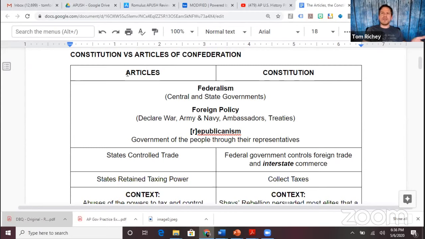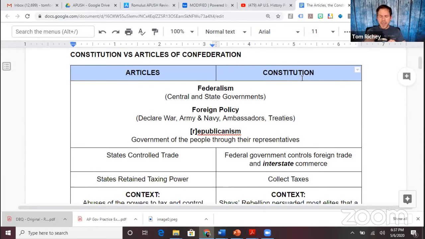So when we're thinking about the Constitution and the Articles of Confederation, we need to think about a few things. First of all, what did the Articles and the Constitution have in common? I've had a DBQ out there we've gone over before in some session or another: the Constitution and political change. To what extent did the Constitution bring about political change in the United States?